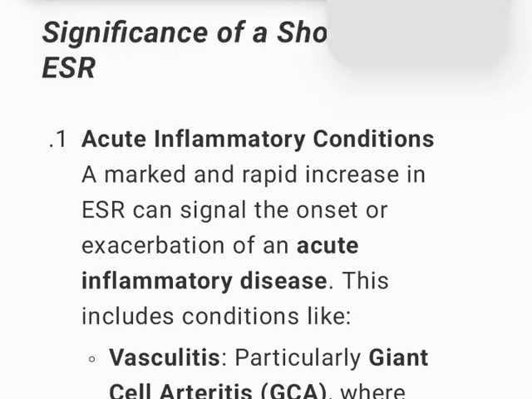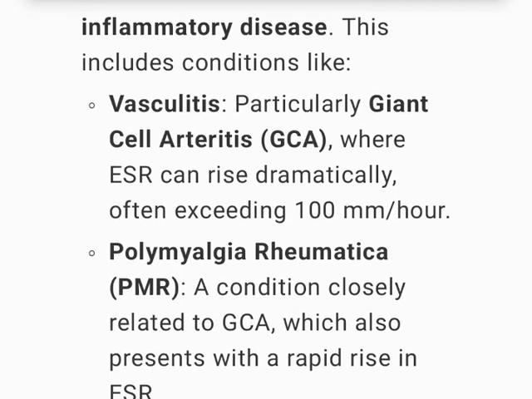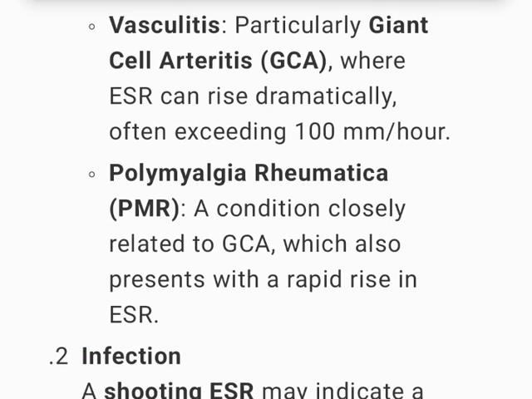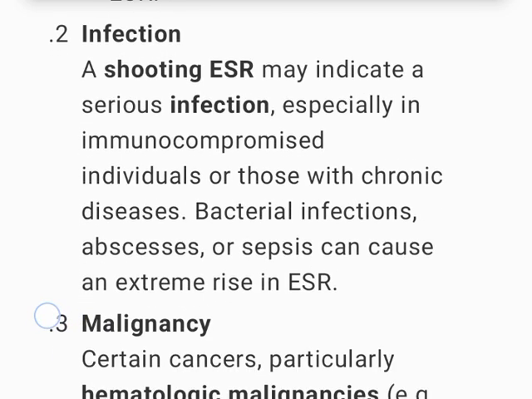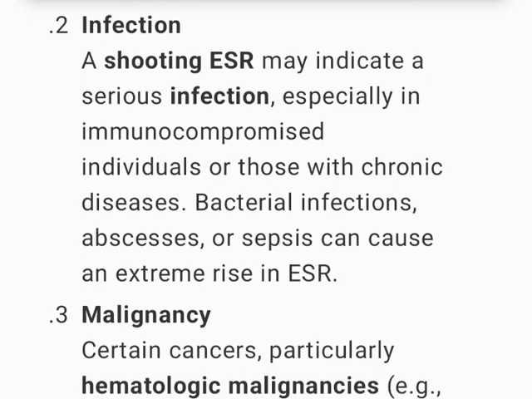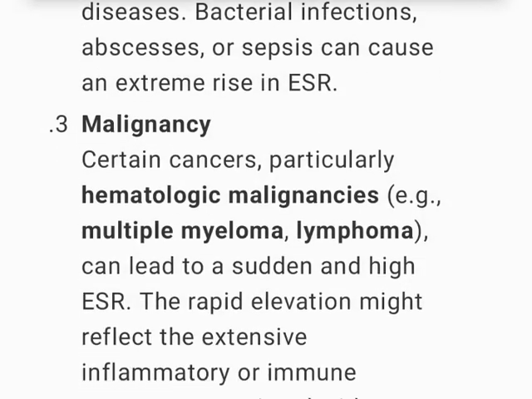1. Acute inflammatory conditions. A marked and rapid increase in ESR can signal the onset or exacerbation of an acute inflammatory disease. This includes conditions like vasculitis, particularly giant cell arteritis, GCA, where ESR can rise dramatically, often exceeding 100 millimeters per hour. Polymyalgia rheumatica, PMR, a condition closely related to GCA, which also presents with a rapid rise in ESR. Infection. A shooting ESR may indicate a serious infection, especially in immunocompromised individuals or those with chronic diseases. Bacterial infections, abscesses, or sepsis can cause an extreme rise in ESR.